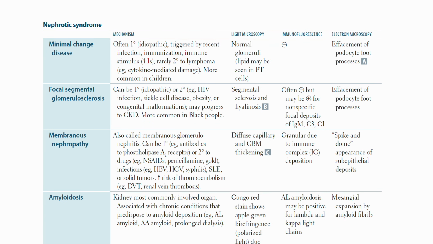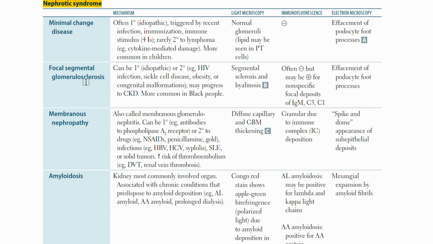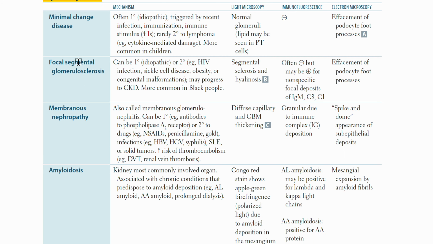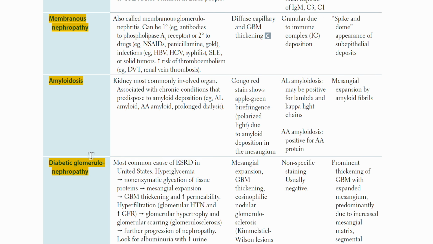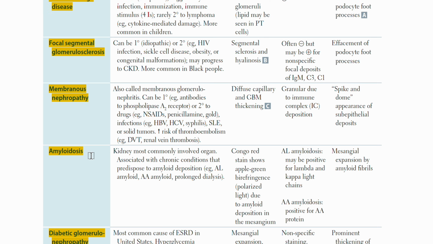Let's talk about nephrotic syndrome. There are different diseases in nephrotic syndrome, like minimal change disease, and then focal segmental glomerulosclerosis, membranous nephropathy, and amyloidosis. We have talked about amyloidosis in our general principles. If you haven't watched the video, you can go and watch it on our YouTube.